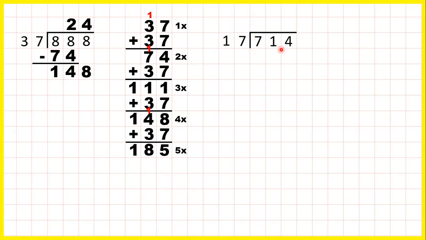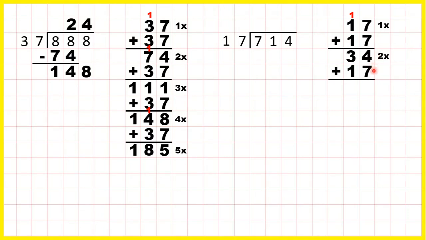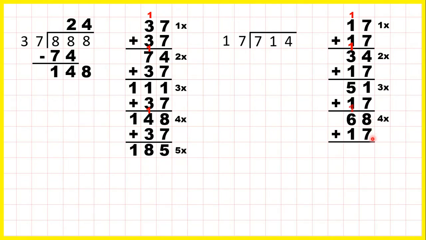Now 714 divided by 17. So we need our 17 times table. 17 is 1 times. Add another 17, and that gives us 2 times. Another 17, we know that 51 is 3 times. Add another 17, 68 is 4 times. And add another 17, we get 85 for 5 times 17.